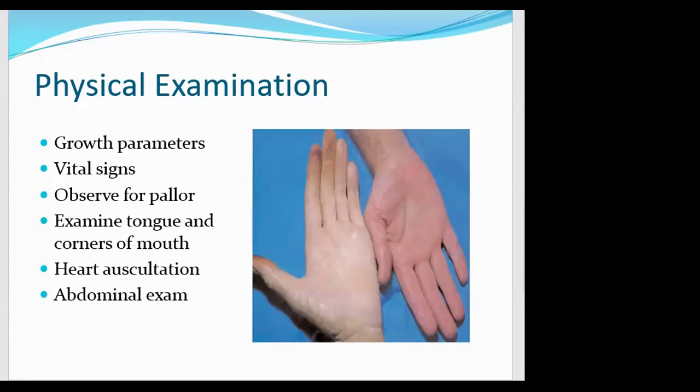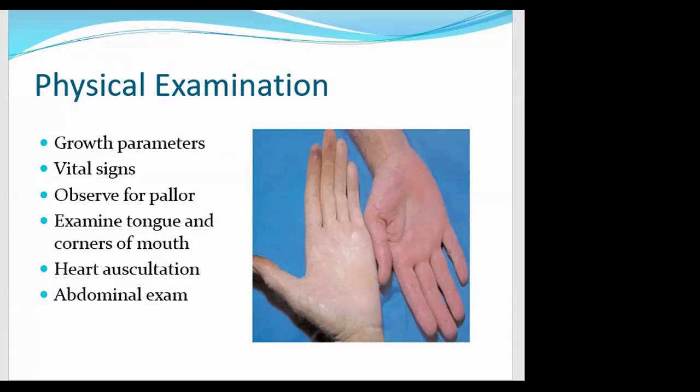Physical exam. On the physical exam, growth patterns, they may be a little smaller. You want to assess those and make sure that they are falling within normal limits of the growth chart. Vital signs, you want to assess what their heart rate and blood pressure are. You want to observe for signs of pallor, and here is a picture of a patient with pallor. In your darker skinned children, of course, it's not going to look like this. It's going to be just a lighter color of their actual skin color.